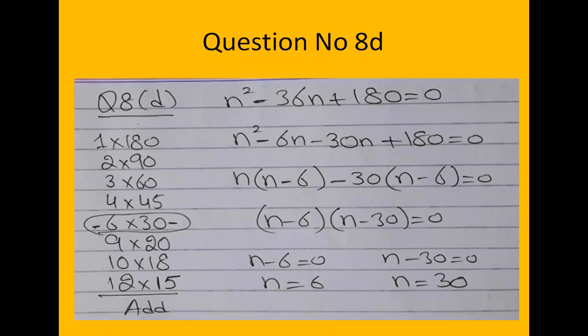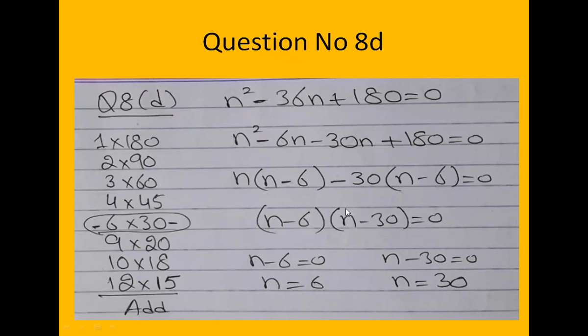With the third term having a positive sign, I need a pair which by addition will give me minus 36. So 30 and 6, but I want minus, so with both of them I will write negative. So this is middle term breaking. You will have n squared minus 6n minus 30n plus 180 equals 0. Take n common from the first two terms, so you have n minus 6. From the other two terms, take minus 30 common, so you have n minus 6. Take the n minus 6 bracket common, so you will have n minus 30 here, equals 0.